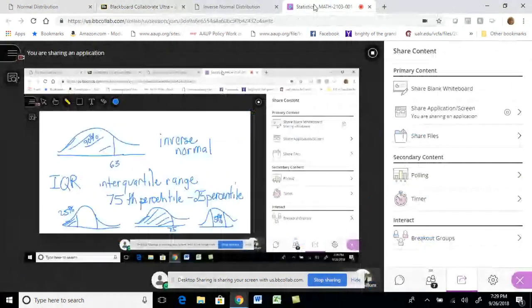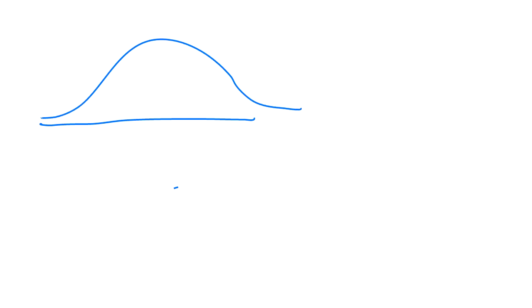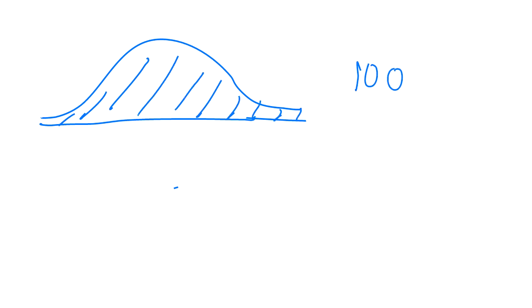Okay. I was just going to mention one other problem that somebody asked me about, so I want to go back to the whiteboard. Let me draw a picture. And again, if you have a normal distribution, that's this bell-shaped curve, the area under this whole curve is 100% or 1. So the probability that something is under this curve is 1.